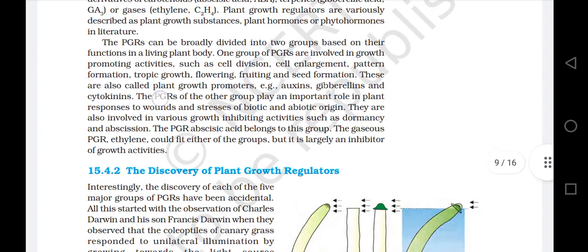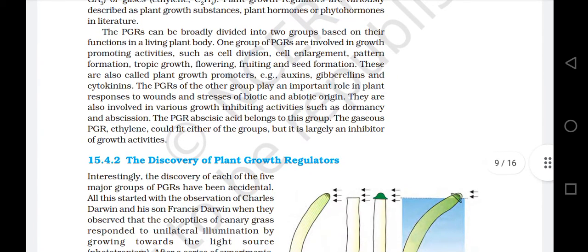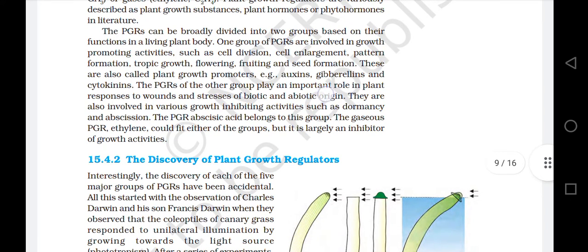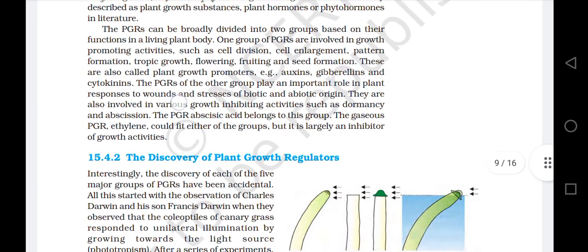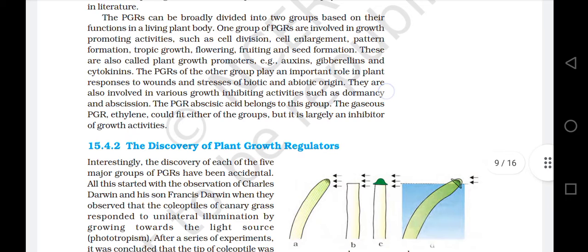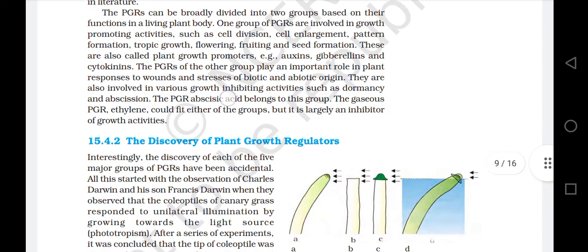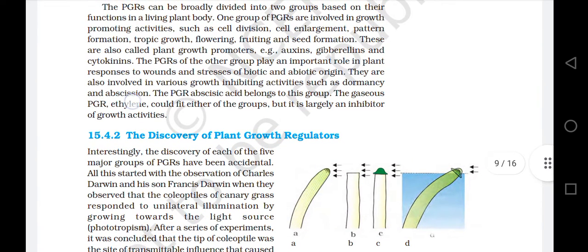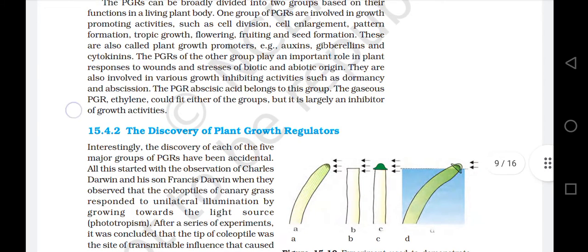The plant growth regulators of the other group play an important role in plant responses to wounds and stresses of biotic and abiotic origin. They are also involved in various growth inhibiting activities such as dormancy and abscission. The PGR abscisic acid belongs to this group. The gaseous PGR ethylene could fit either of the groups, but it is largely an inhibitor of growth activities.